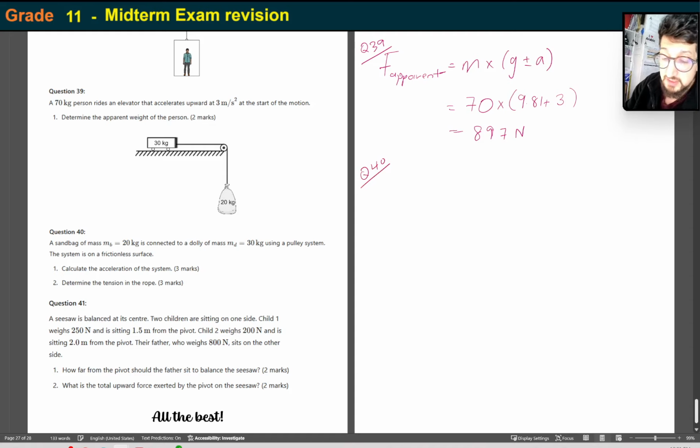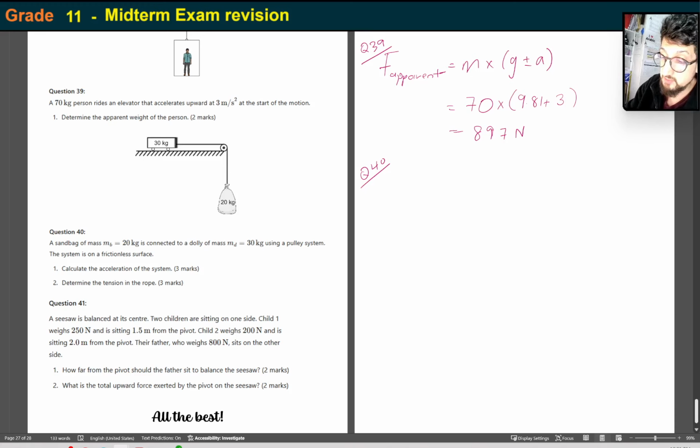Question 40 states a sandbag of mass M_B equals 20 kilograms is connected to a dolly of mass M_D equals 30 kilograms using a pulley system. The system is on a frictionless surface. Frictionless surface, that means you don't have to worry about friction. Always a bonus when you don't have to worry about friction. Calculate the acceleration of the system.